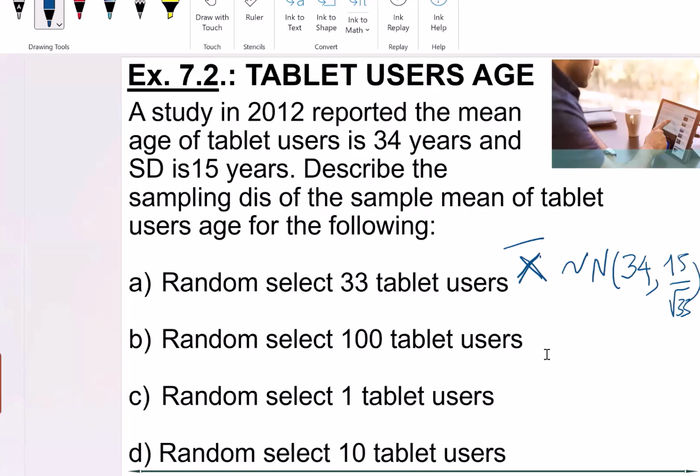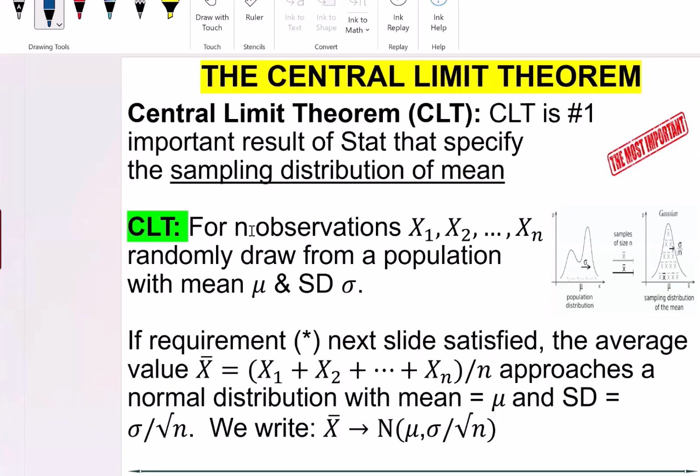Where in this case, we have a sample size of 100. So what is the distribution of X bar when we have a sample size of 100? Again, just go back to the central limit theorem. For n observations, here n equal to 100, from x1, x2 till xn, randomly drawn from a population with mean mu, which is 34 in this case, and standard deviation sigma, which in this case is 15.